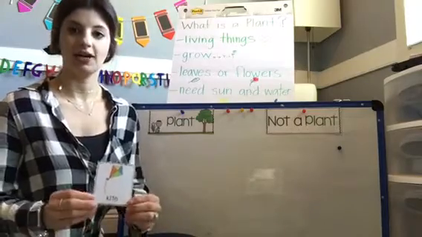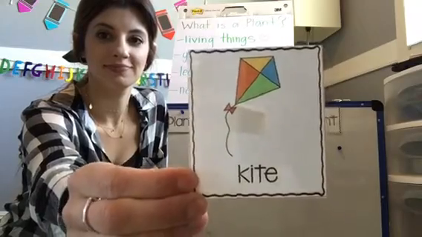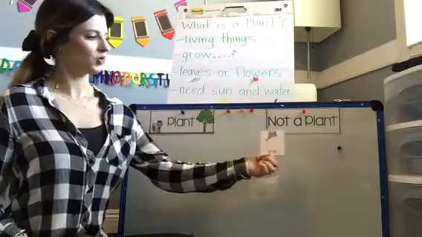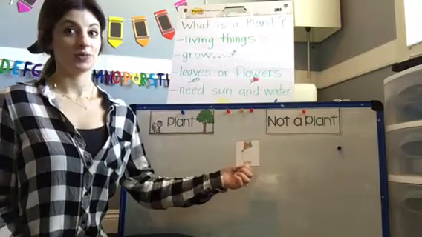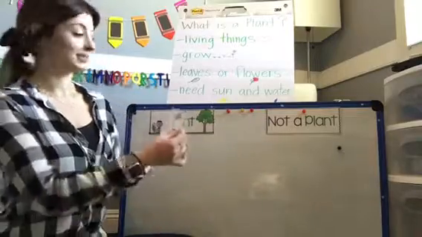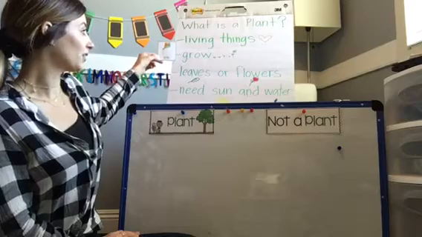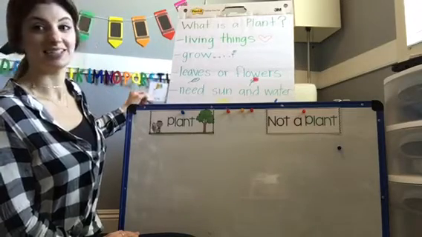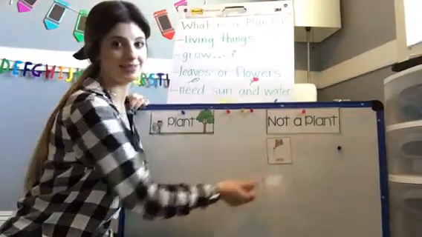So the first thing we have is a kite. Is a kite a plant or not a plant? That's right, it's not a plant. It is not a living thing. It does not grow. It does not need leaves or flowers, and it does not need sun and water. So we're gonna put it over here. It is not a plant.